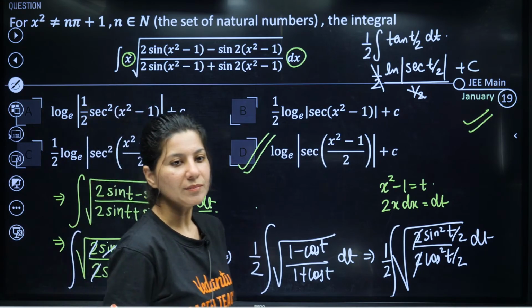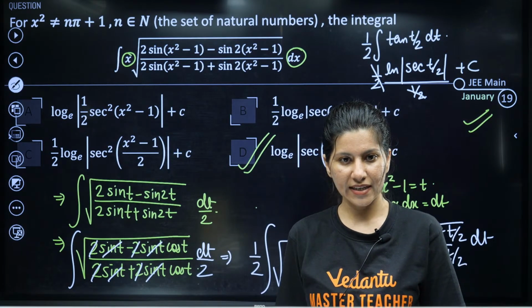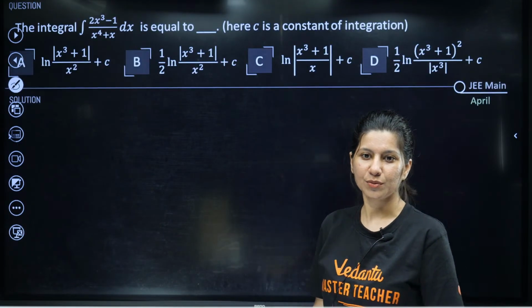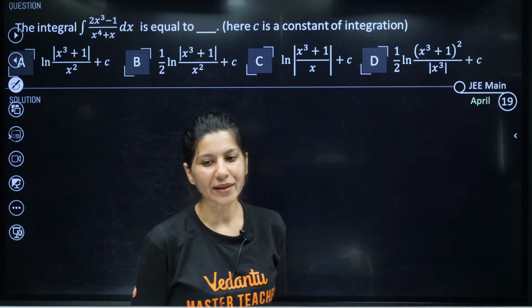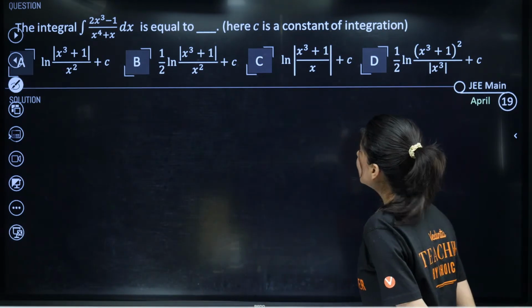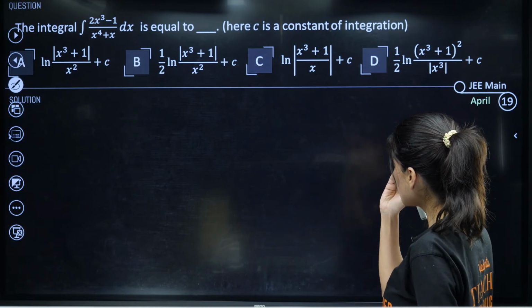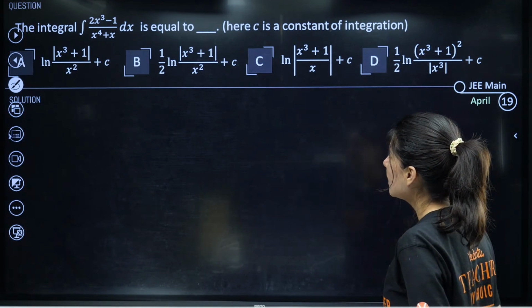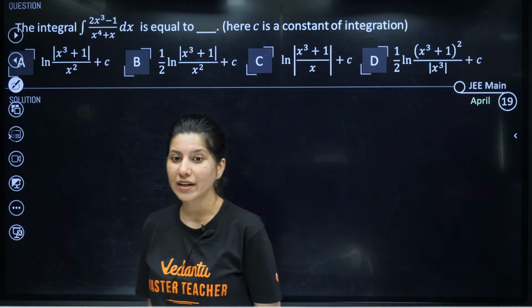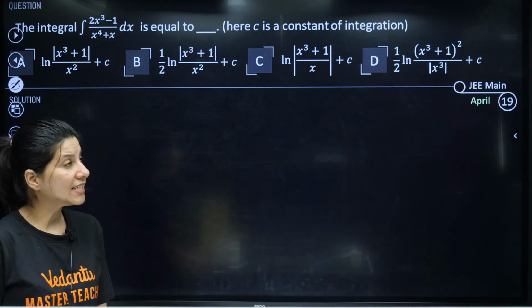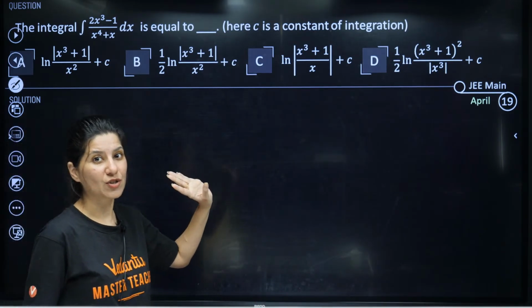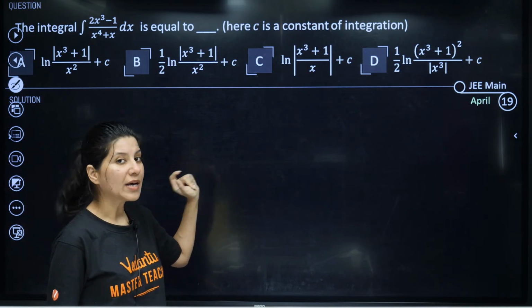Next question ready? Chalo. JEE Main April 2019. The integral of 2x cube minus 1 upon x raised to power 4 plus x. Okay. All right. So this is a little bit tricky question. You have to do some trick over here.